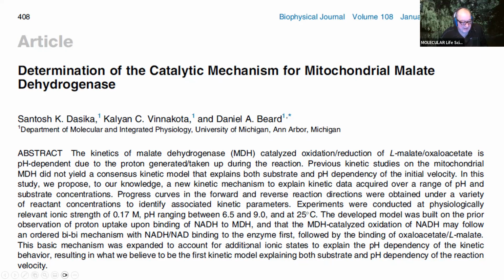But they have additional states to explain the pH dependency. And they end up concluding, we believe this to be the first kinetic model obtaining both substrate and pH dependency. And they're correct. They did a nice job in this paper. But, basically the same kinetic mechanism.